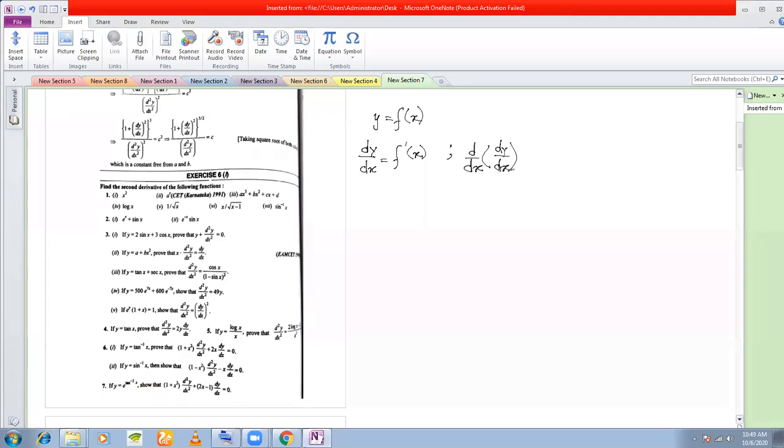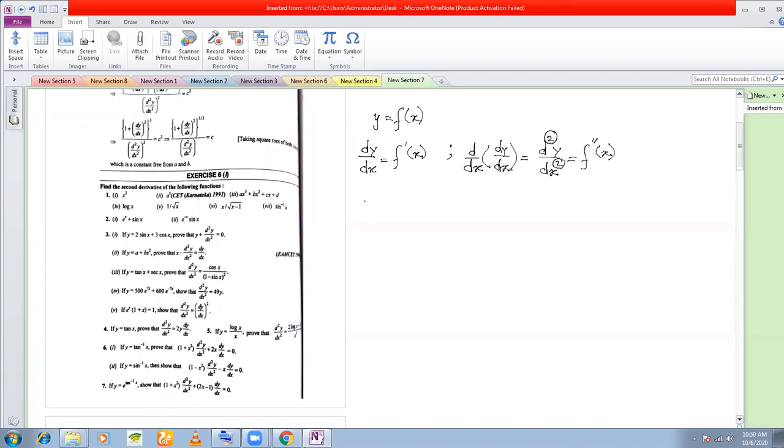then what will happen? d/dx of dy/dx is written as d2y/dx2, not d square y dx square. Okay, d2y/dx2, which means we can also write this as f double dash x. Number of dashes will be equal to the order of the derivative. This 2 is called the order of the derivative.